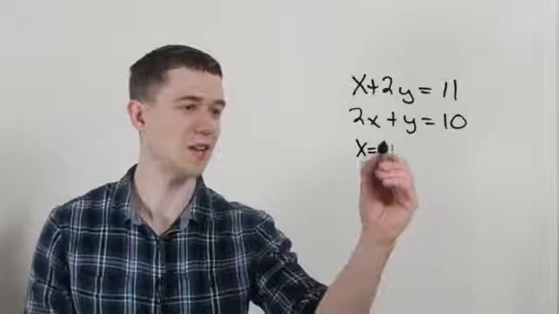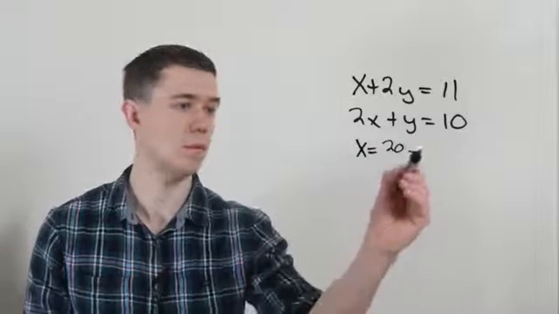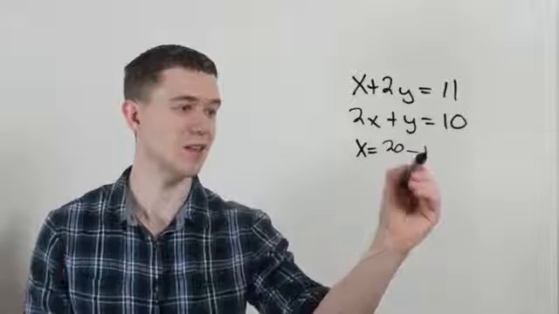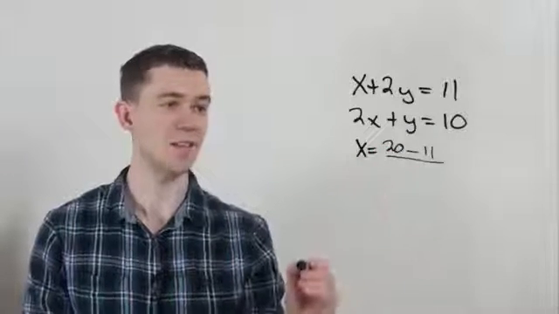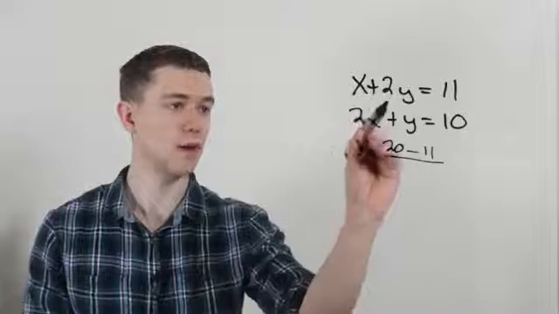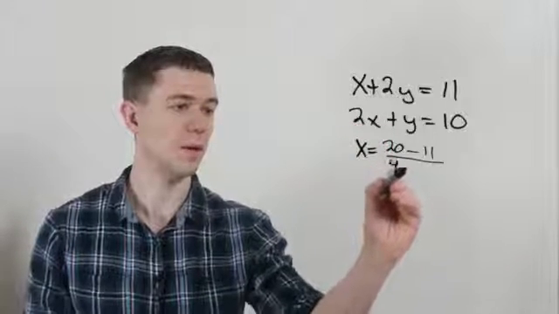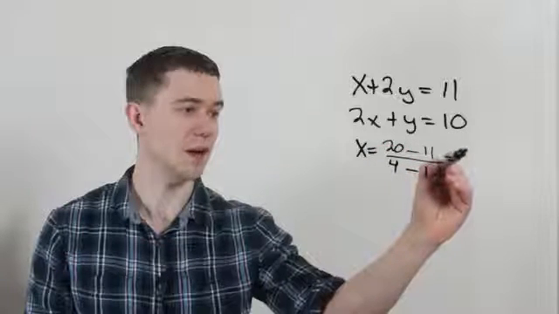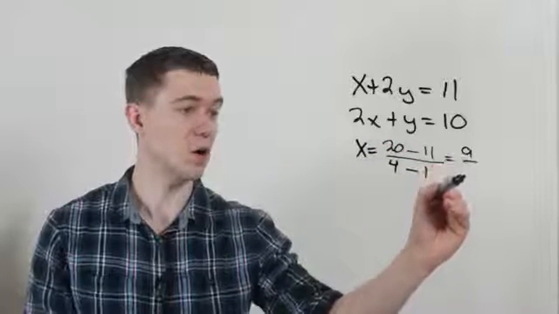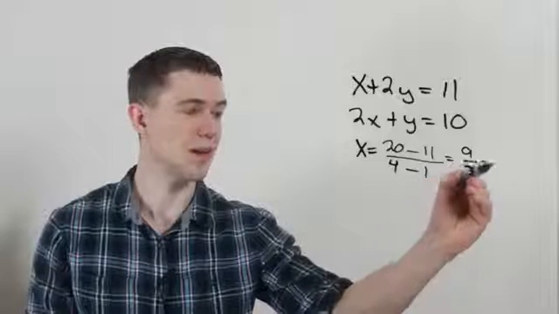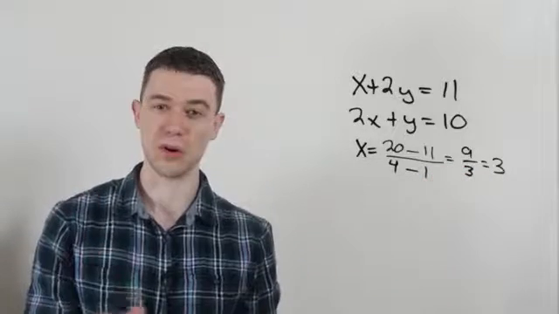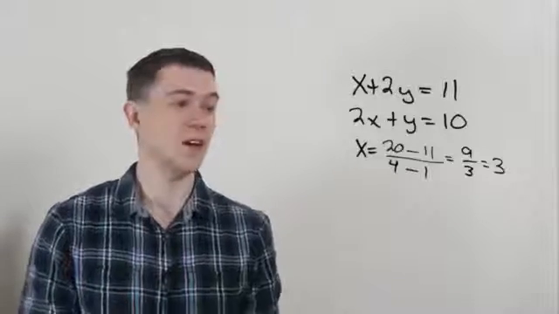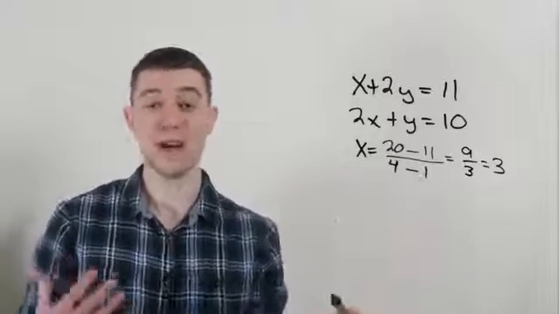2 times 10 is 20, minus, there's a 1 in front of this y, 1 times 11 is 11, divided by 2 times 2 is 4, minus 1 times 1 is 1. That would be 20 minus 11 is 9, over 4 minus 1 is 3. 9 over 3 is 3. You just solved for x in like a few seconds. Wow.